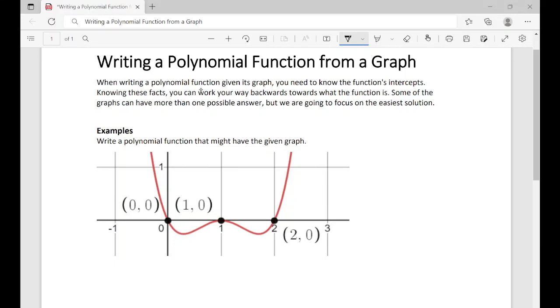When writing a polynomial function given its graph, you need to know the function's intercepts. Knowing these facts, you can work your way backwards towards what the function is. Some of these graphs actually can have more than one possible answer, but we're going to focus on the simplest and easiest solution.